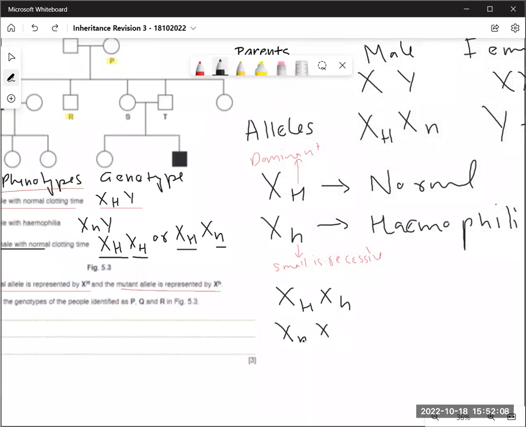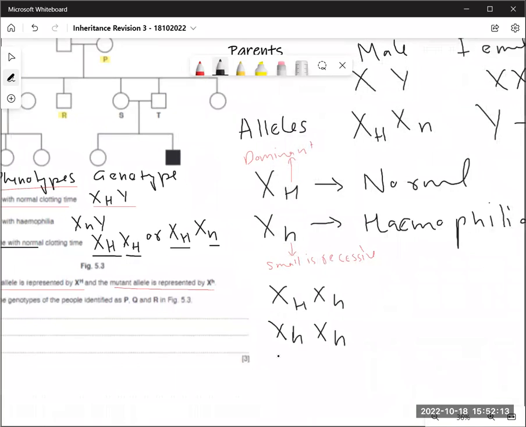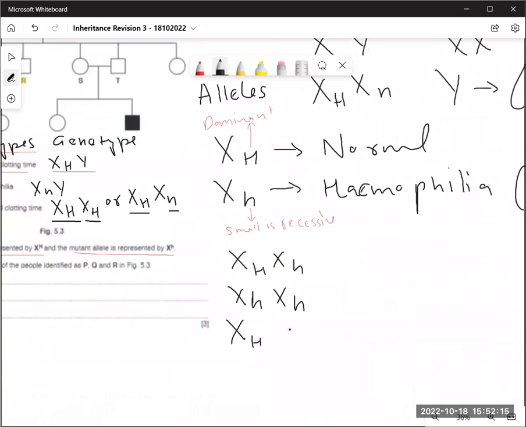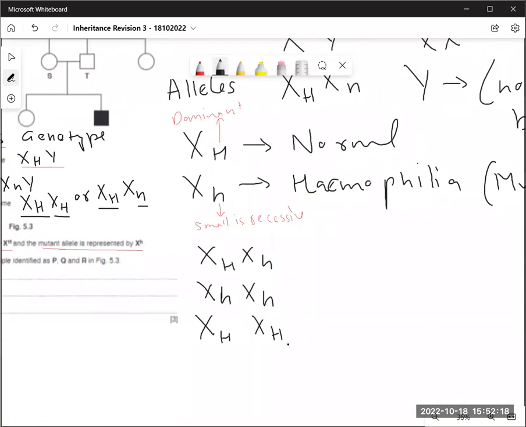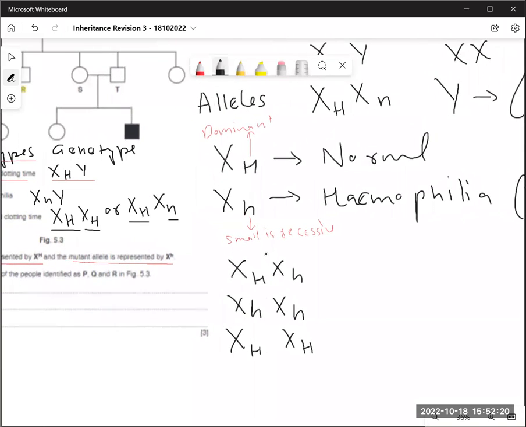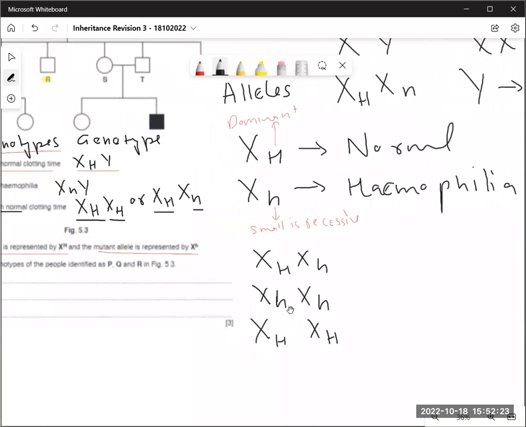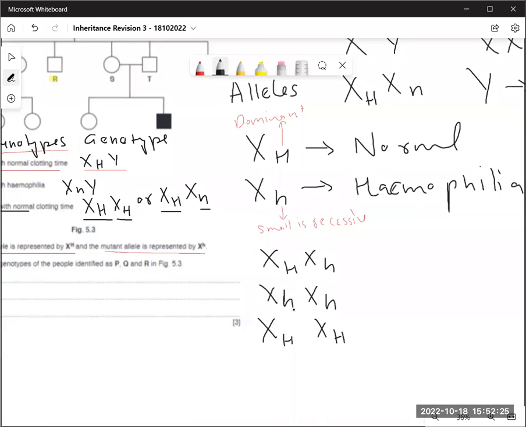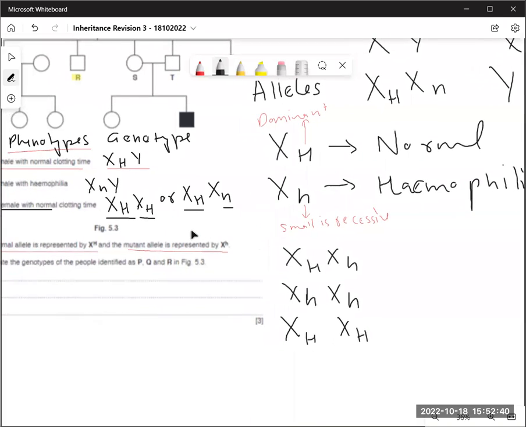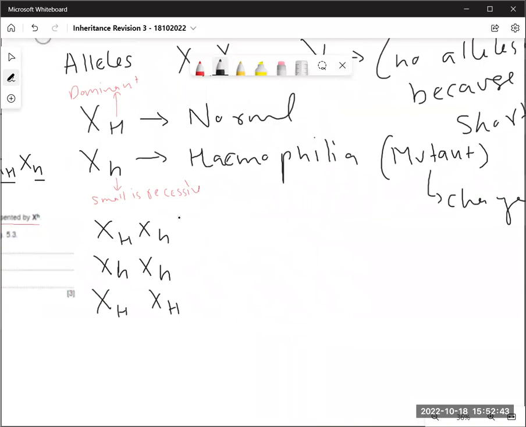If I have both small h and capital H, which one will be given preference? We know that capital H means normal and small h means containing hemophilia. Right. So since capital H is dominant, even though the female has both the gene for hemophilia and the gene for normal, she's going to be normal. Fine. Let's make some possibilities.